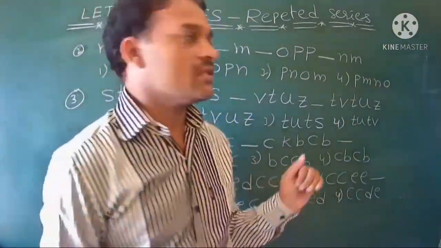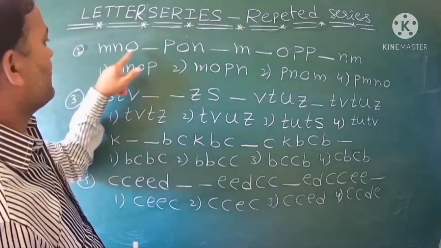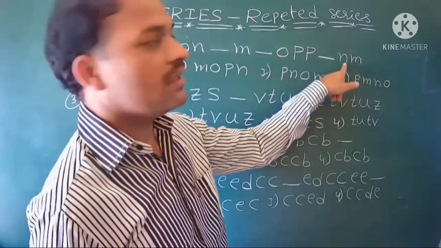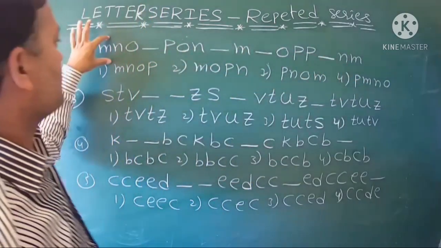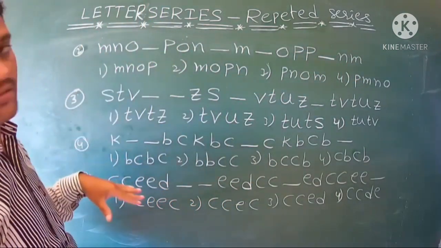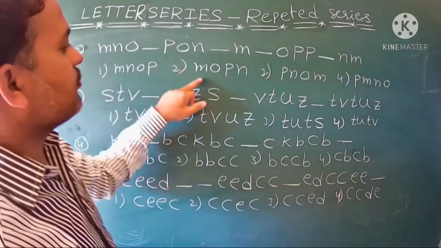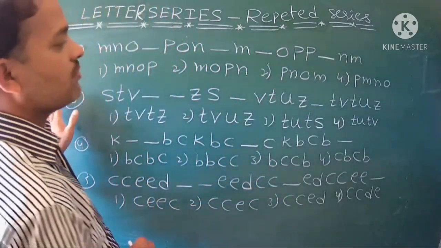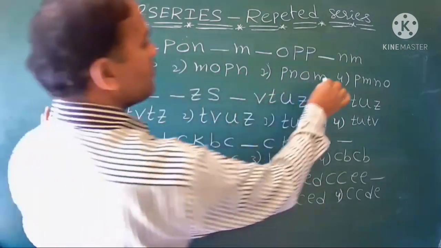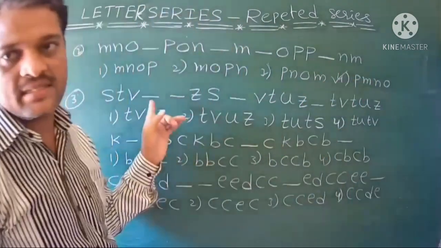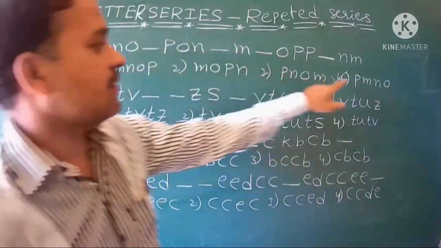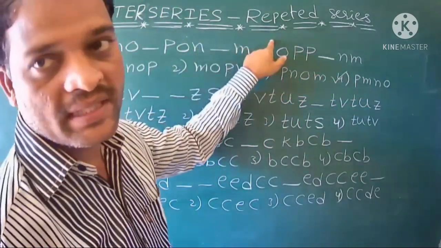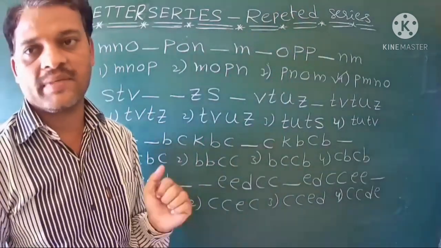So observe the second question: MNO dash PON dash M dash OPP dash NM. First, this question is written out four times, and after that all four options are substituted to find which option is suitable. This is your practice exercise. I will directly say which option is suitable and explain the sequence, so you have to practice that method.